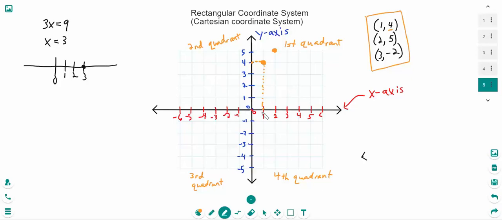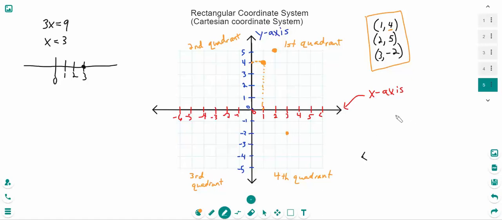Well, here we'd have 3 on the x, puts us here, but now we need to find the -2 on the y. So we don't go up 2, we're going to actually go down 2 to this location right here. And notice where that is. It's on the 3 for the x, it's on the -2 for the y. All right? It's as simple as that. Let's try a couple more.